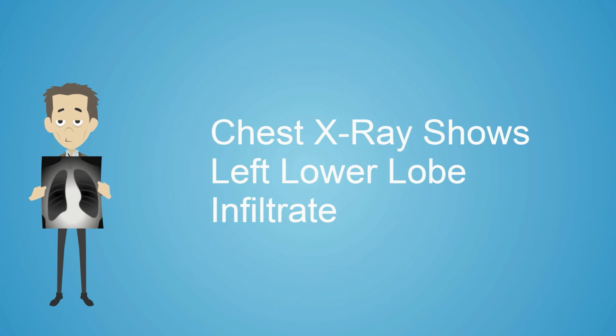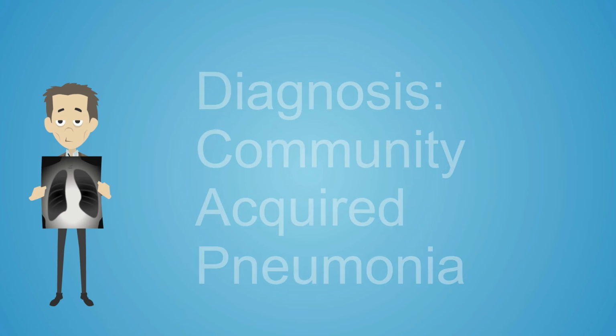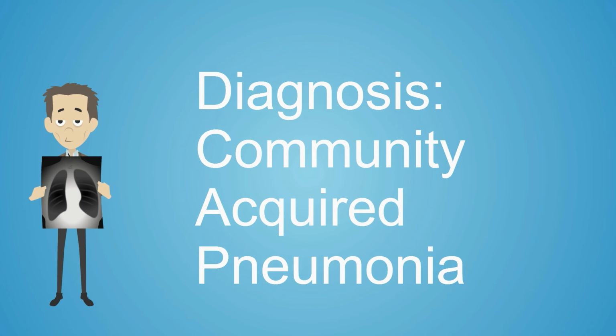His chest X-ray shows a left lower lobe infiltrate. No masses or other lesions are detected. Diagnostic testing for your patient shows a left lower lobe infiltrate and an elevated white blood cell count. With this information, coupled with the history and physical exam findings, you'll be able to make a diagnosis. This patient's history, physical examination, and testing most supports the diagnosis of community-acquired pneumonia.